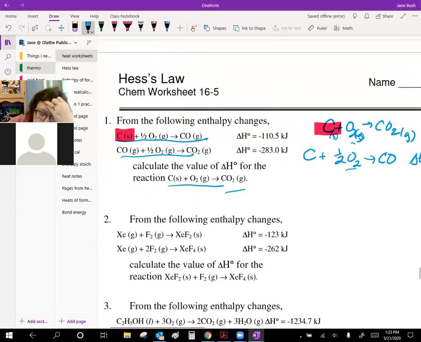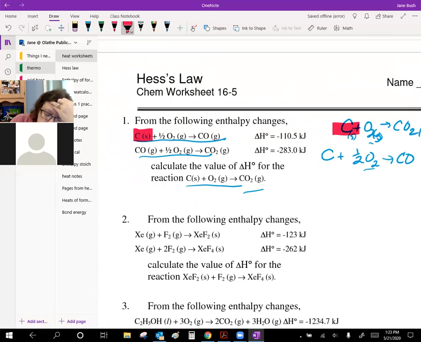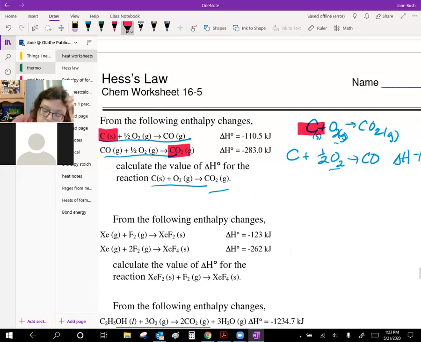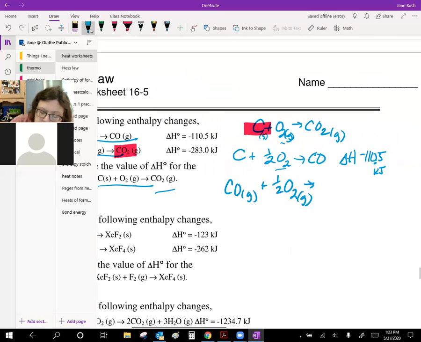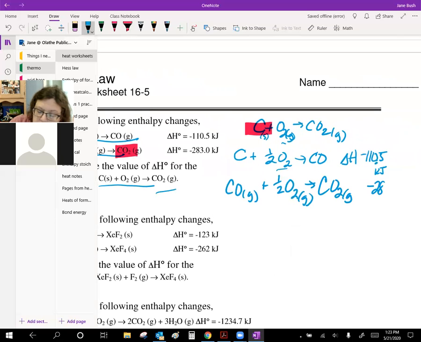Now, CO2 is in this second equation, and it's on the right-hand side. It's on the product side. That's where it needs to be. So we're going to copy that over here, just like CO plus 1/2 O2 gives us CO2, and it's negative 283.0 kilojoules.